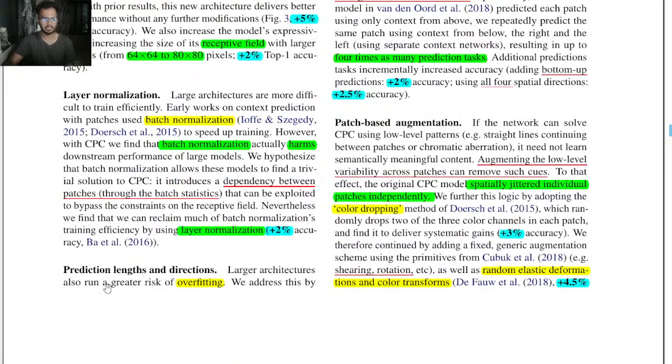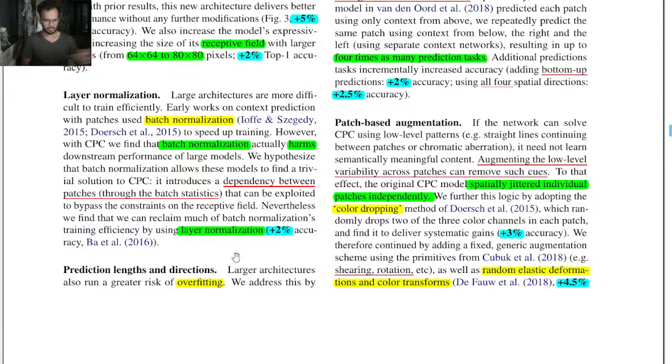They also added prediction lengths and directions. This is a large architecture. From 101 they shifted to 161, so it was a very huge architecture. And as we mentioned earlier in Yann LeCun's cake analogy, the amount of predictions that we have to do in unsupervised learning is greater than in supervised and greater than in reinforcement learning. So the model capacity also needs to increase with every single task.